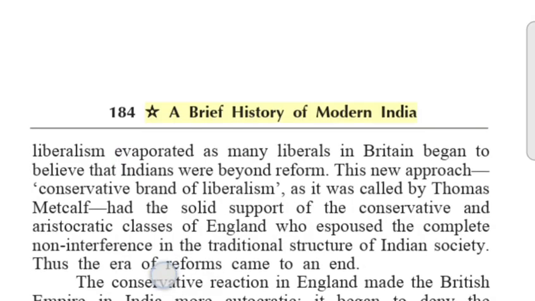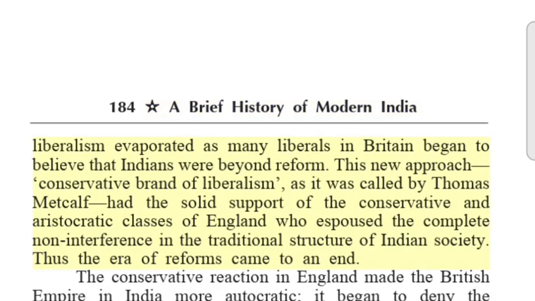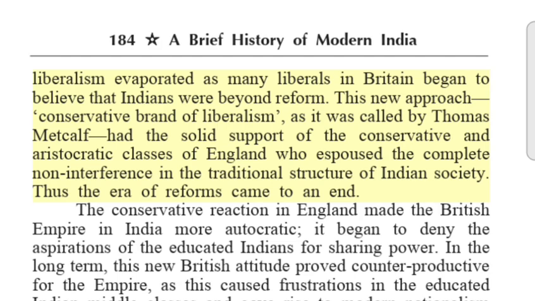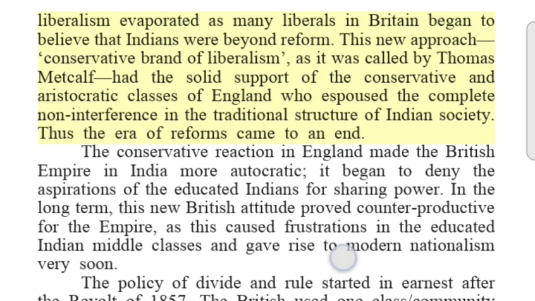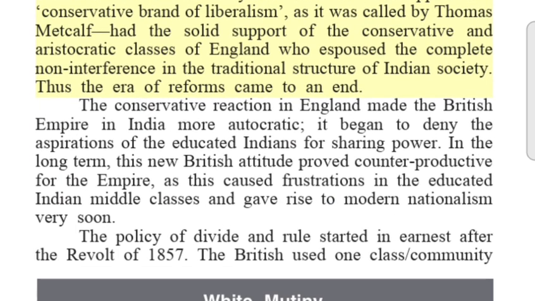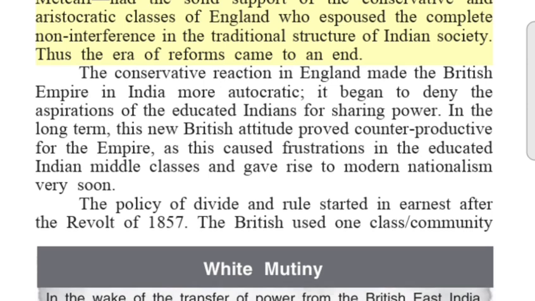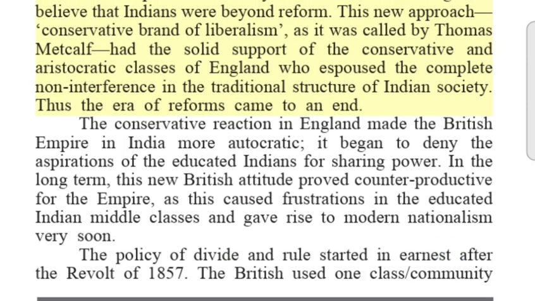184. A brief history of modern India. Liberalism evaporated as many liberals in Britain began to believe that Indians were beyond reform. This new approach, conservative brand of liberalism, as it was called by Thomas Metcalfe, had the solid support of the conservative and aristocratic classes of England who espoused the complete non-interference in the traditional structure of Indian society. Thus the era of reforms came to an end.